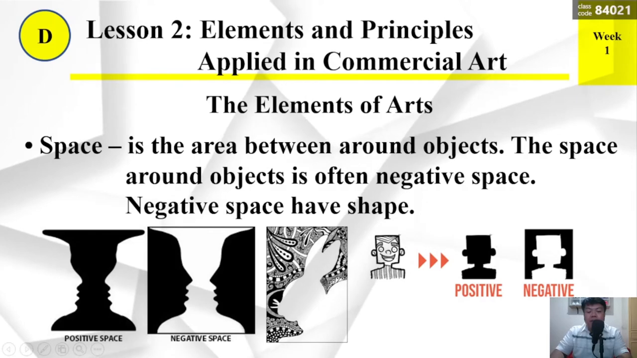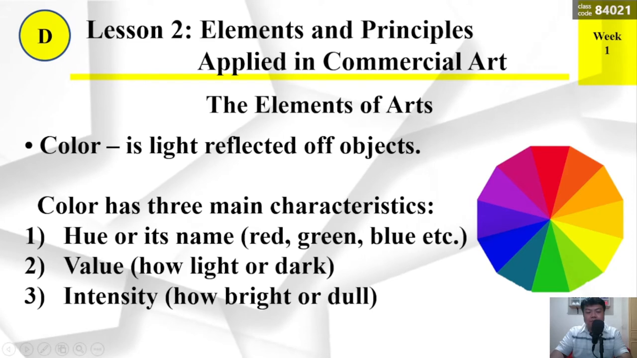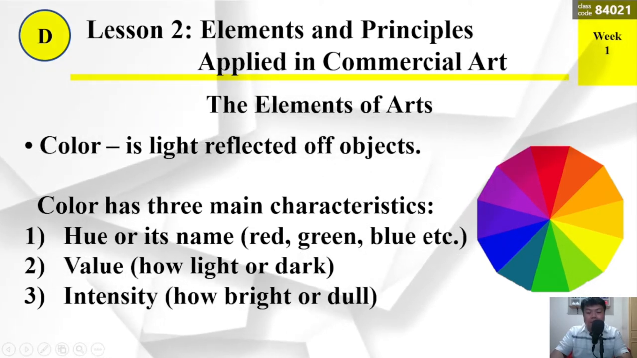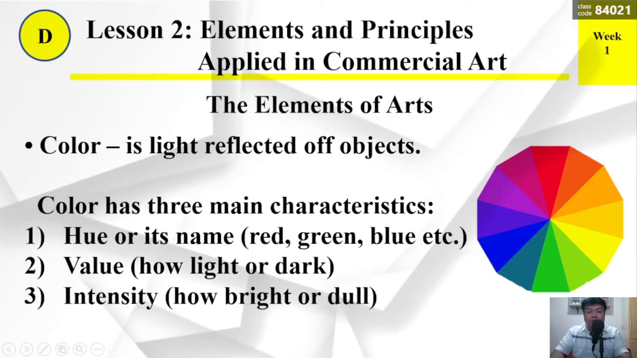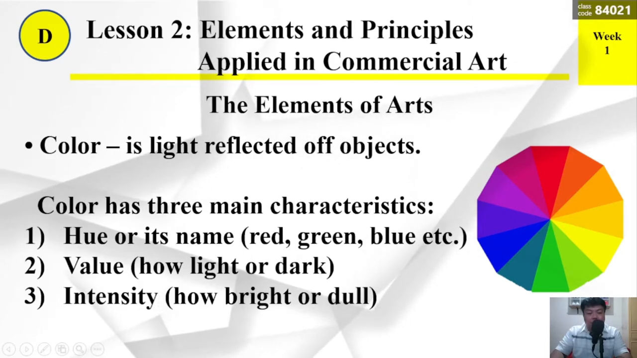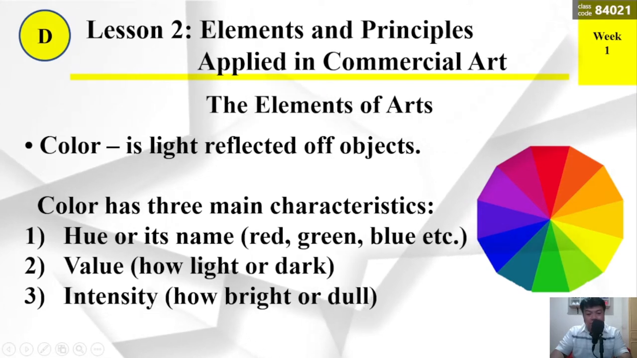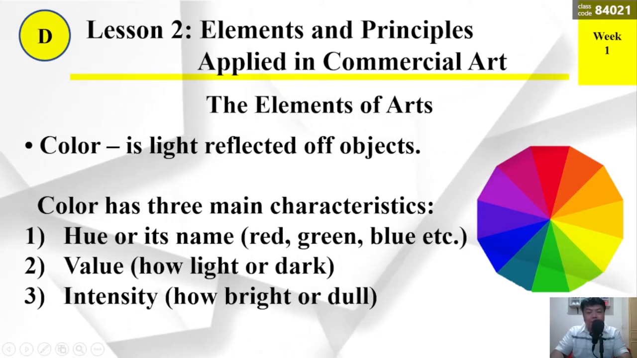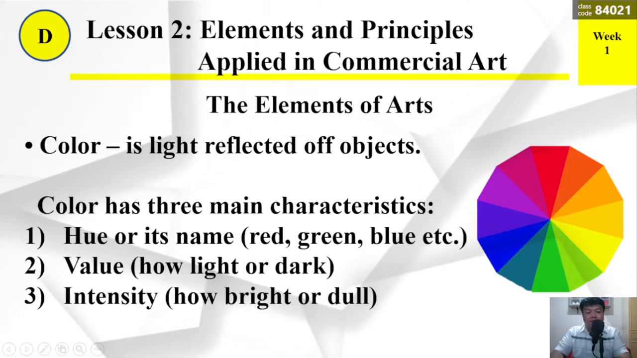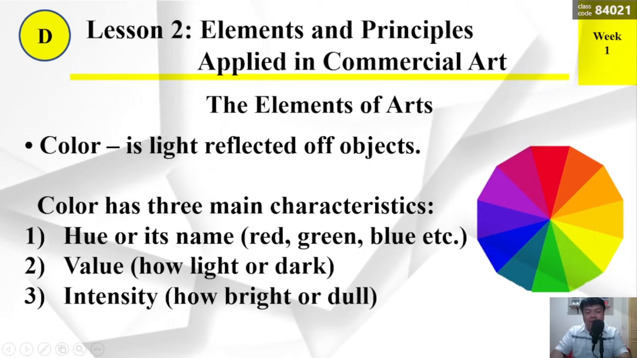Negative space has shape. Color. Color is light reflected off objects. Color has three main characteristics. One, hue or its name: red, green, blue, etc. Number two, value: how light or dark. Number three, intensity: how bright or dull.